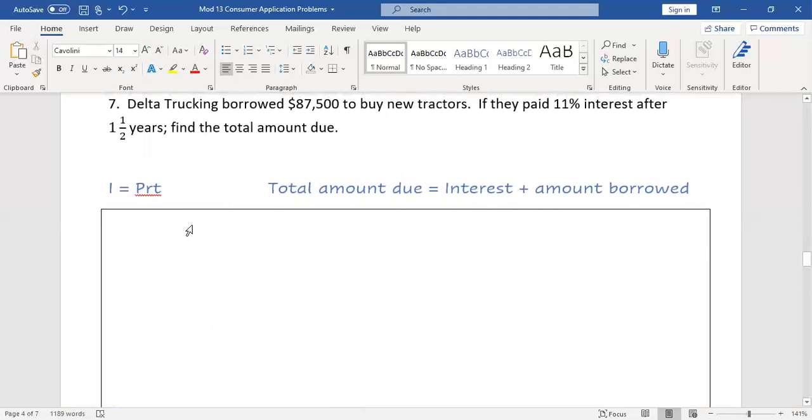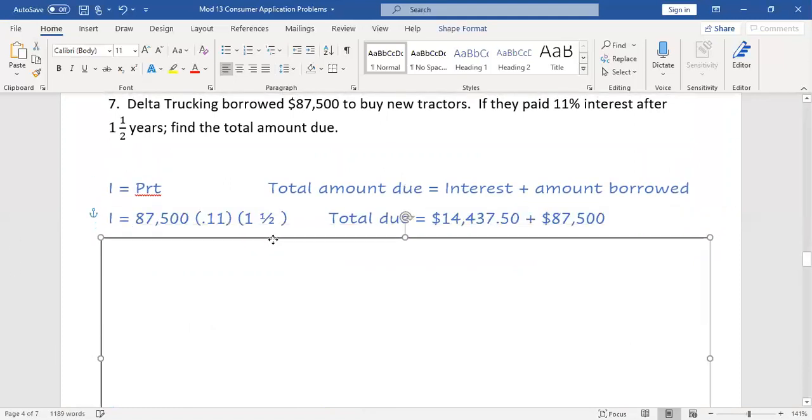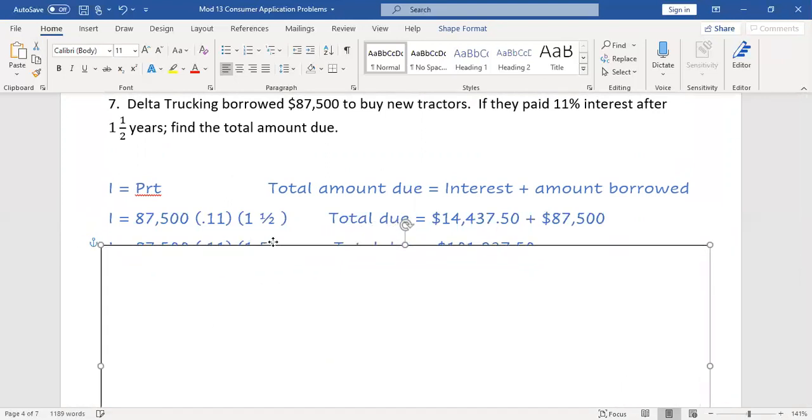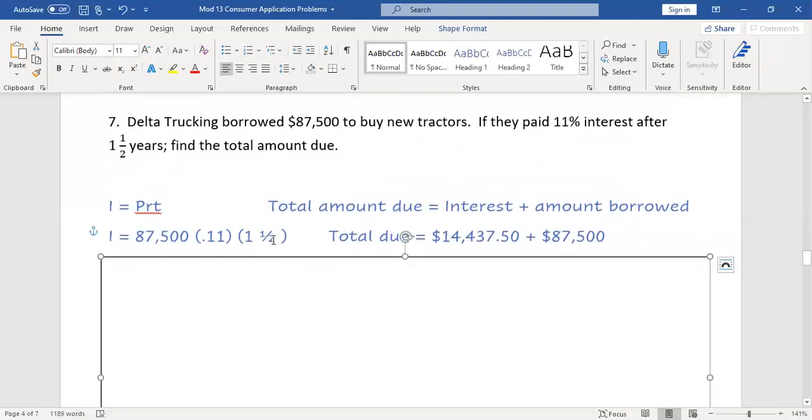I always like to record my formula that I use, and then underneath I plug in what I know. Well, I know that the principal was how much I borrowed. The principal was 87,500. My rate was 11%. Written as a decimal, it's 11 hundredths or 0.11. And then my years, it's already told me 1.5 years. So I could write that as a fraction. I could make that an improper fraction. That would be 3/2. Or I could make that a decimal, 1.5.